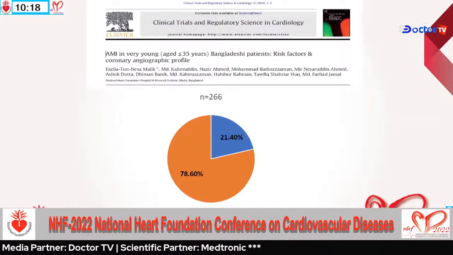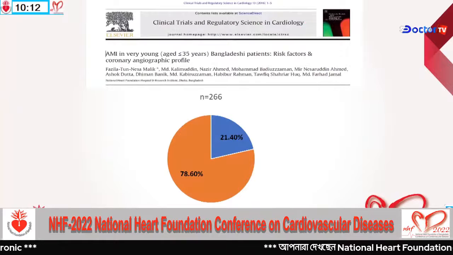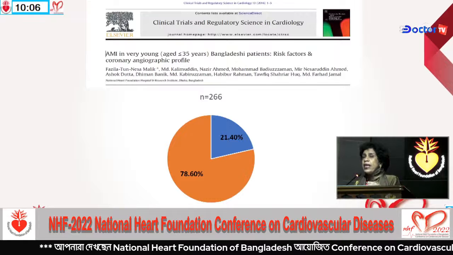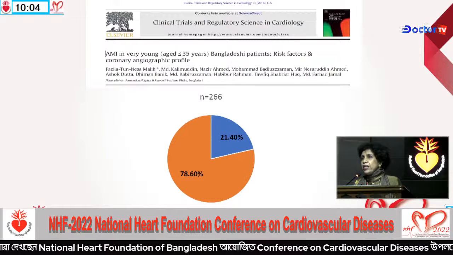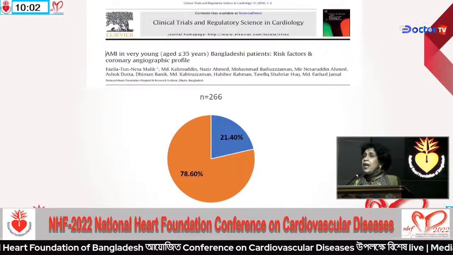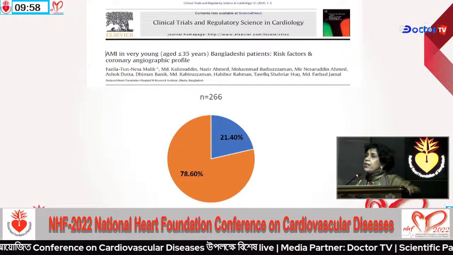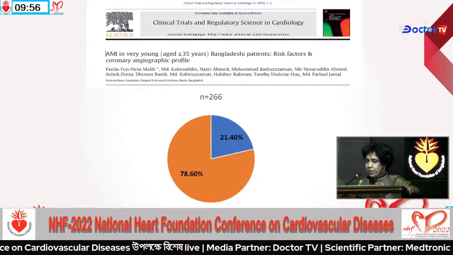So we in National Heart Foundation, at different times, have conducted different studies and research work. In a study where we studied very young patients, patients below the age of 35 who had suffered an acute myocardial infarction, in this Bangladeshi population we found that one in every five of them was hypertensive.